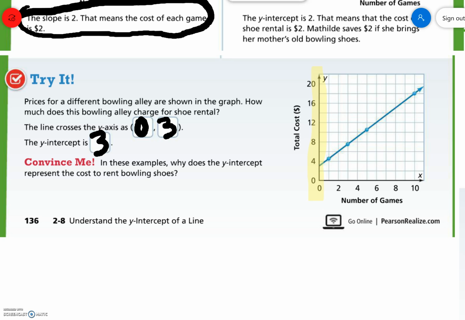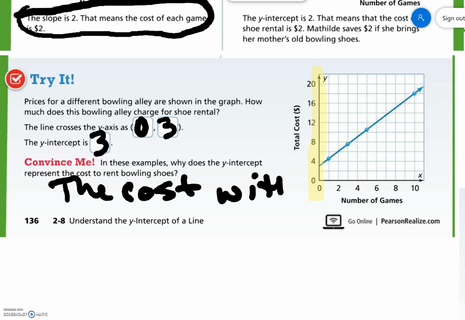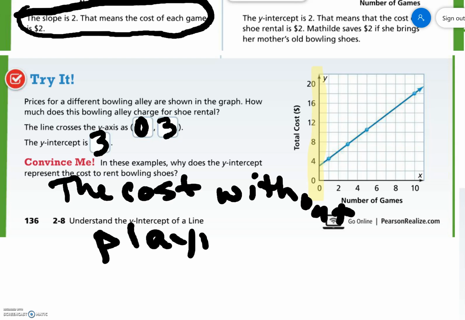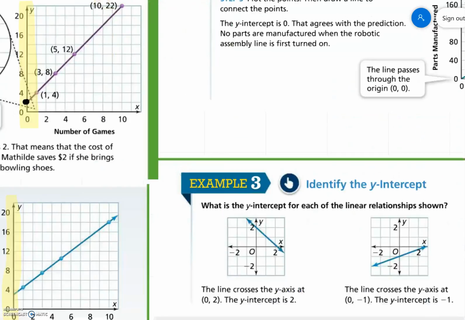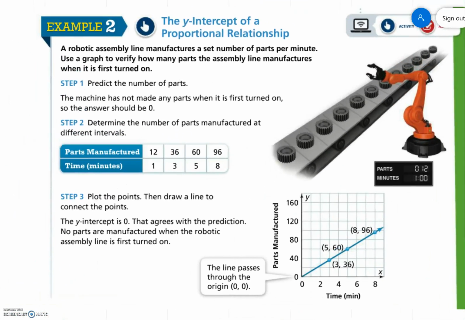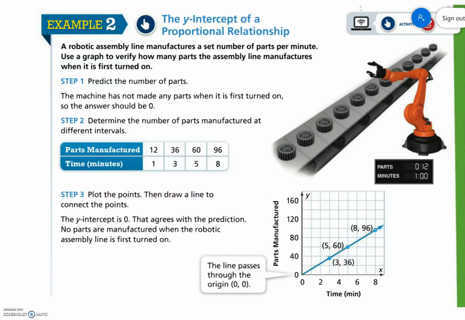In these examples, why does the y-intercept represent the cost to rent the bowling shoes? Because it's the total cost without playing any games. It's the start cost.